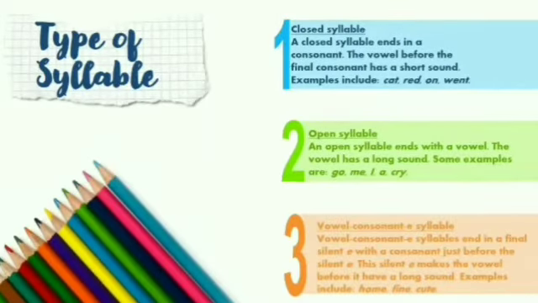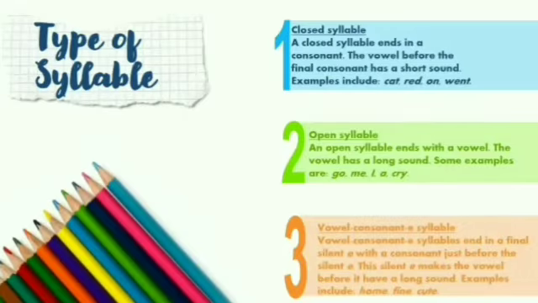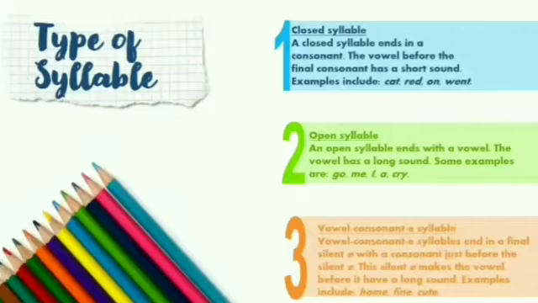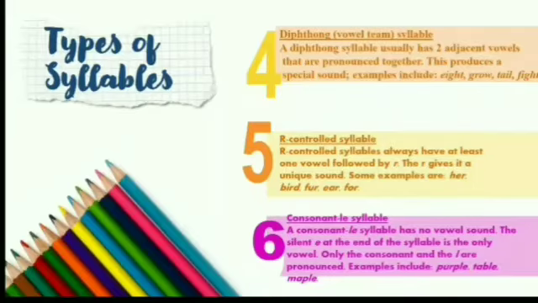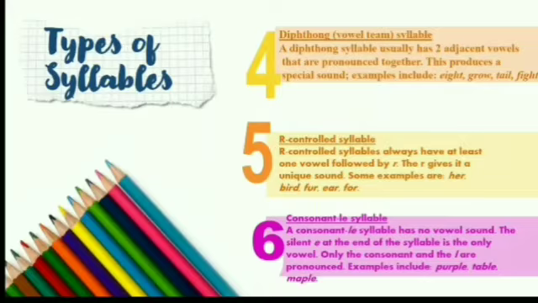And number 3 is a vowel consonant E syllable. A vowel consonant E syllable ends in a final silent E with a consonant just before the silent E. The silent E makes the vowel before it have a long sound. For example, home, fine, and cute. And number 4 is diphthong or vowel team syllable. A diphthong syllable usually has two adjacent vowels that are pronounced together. This produces a special sound. For example, egg, crow, tail, and fight.